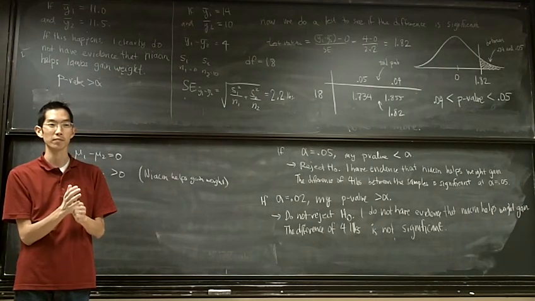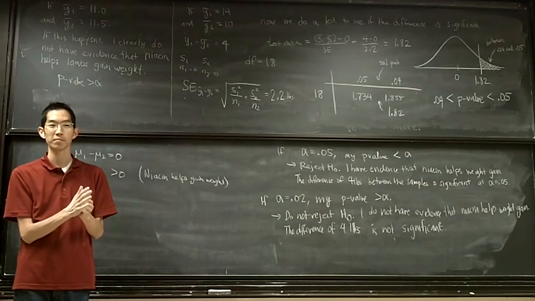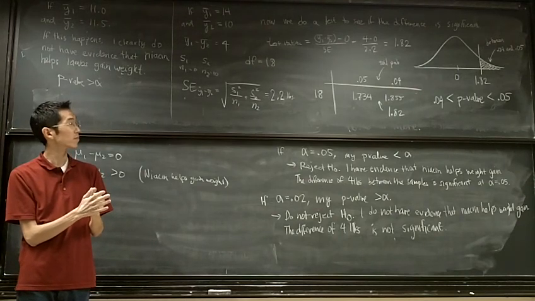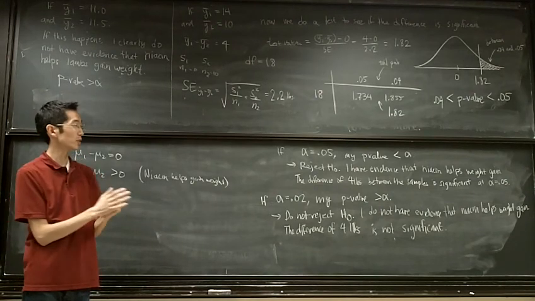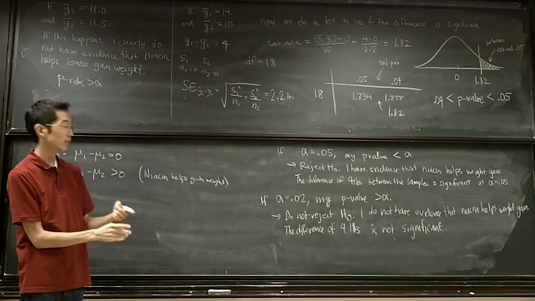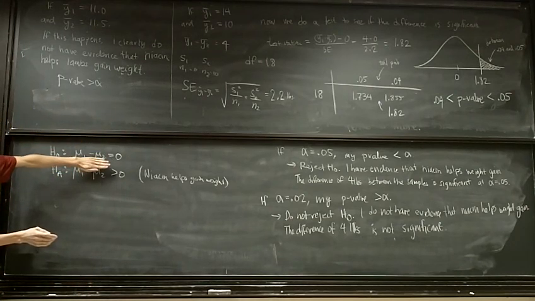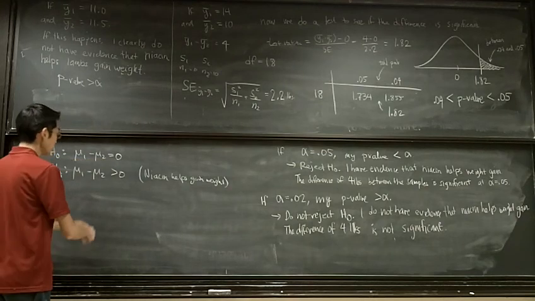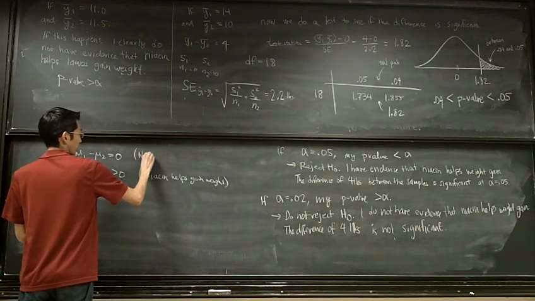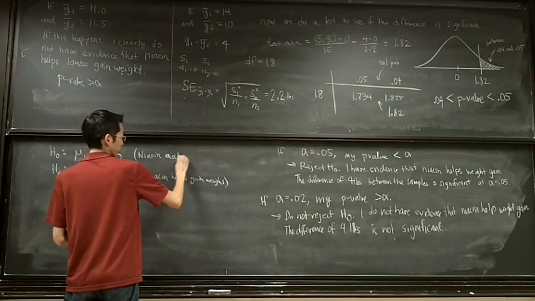Type 1 error is that it is true, but you reject it. Mm-hmm. So what does that mean? That it does help lose weight. No. It is true. What's true? Oh, it is true that it doesn't help them lose weight. Yeah, so the null hypothesis is true. So for type 1 errors, the null hypothesis is that niacin makes no difference in weight gain. So it means that it makes no difference, but you conclude that it does.